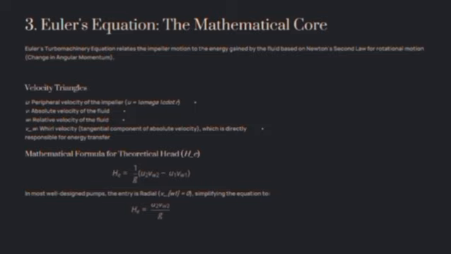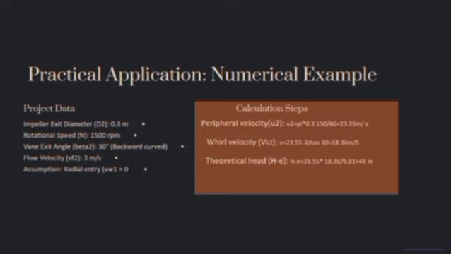The mathematical formula for theoretical head: He equals 1 divided by g, times (U2 Vw2 minus U1 Vw1). In most well-designed pumps, the entry is radial, so Vw1 equals 0, simplifying the equation to He equals U2 Vw2 divided by g.